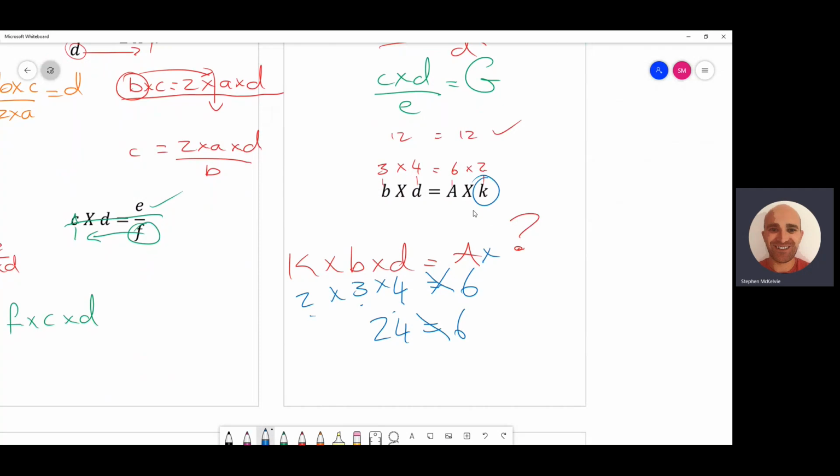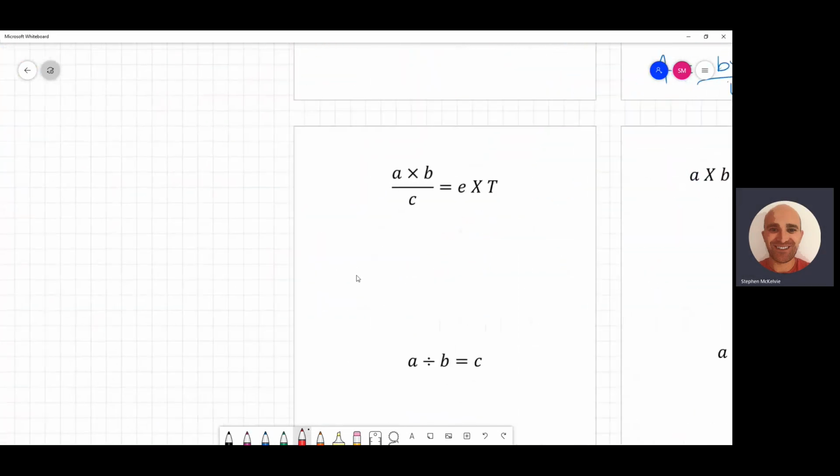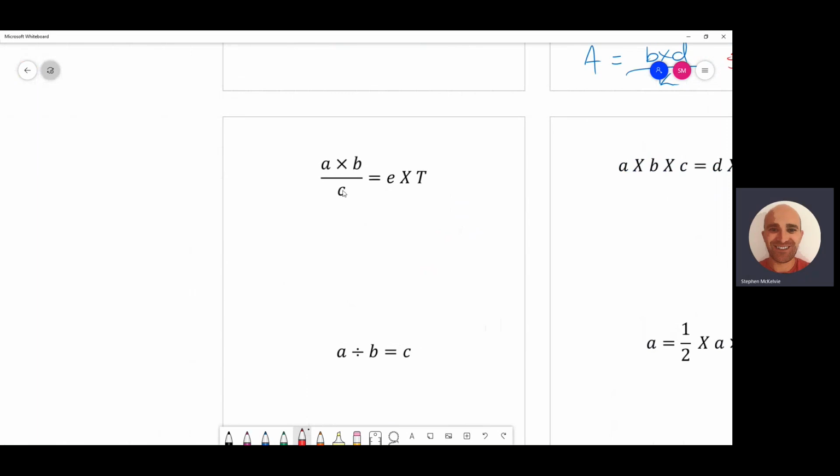What was the mistake that I made? I moved K to the other side, and I forgot to move it below the line. So my correctly rearranged equation is A is equal to B times D divided by K. Let's see if that worked. K was 2, B was 3, D was 4, A is equal to 6. 3 times 4 is 12, divided by 2 is equal to 6, so this rearrangement is correct. If it goes to the other side of the equals to, it goes to the other side of the line.